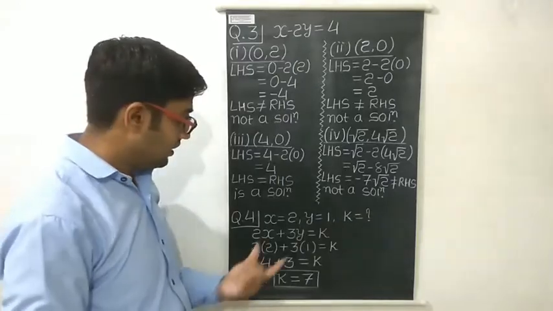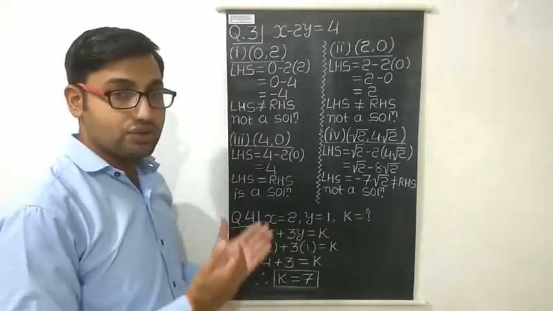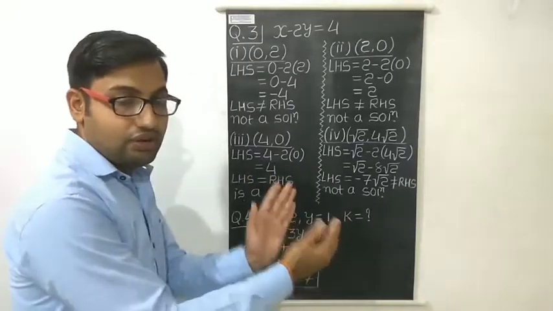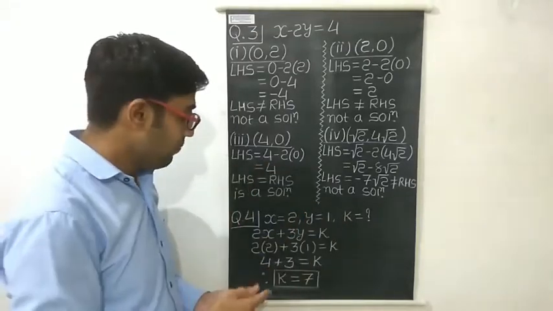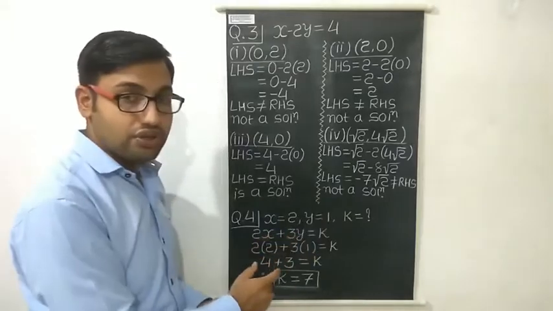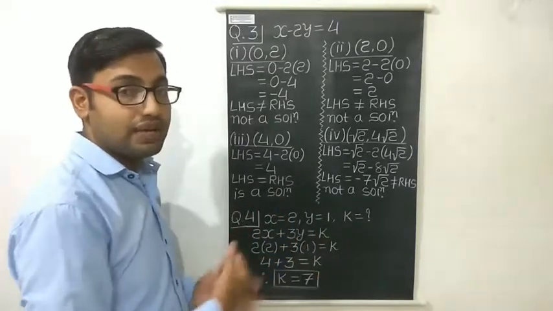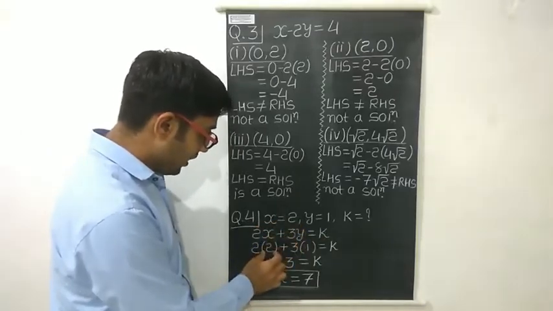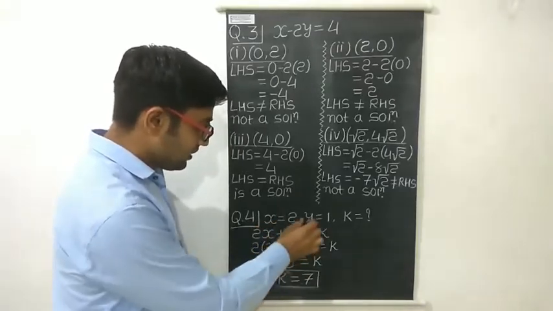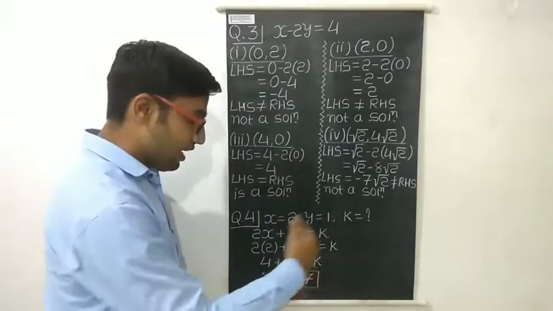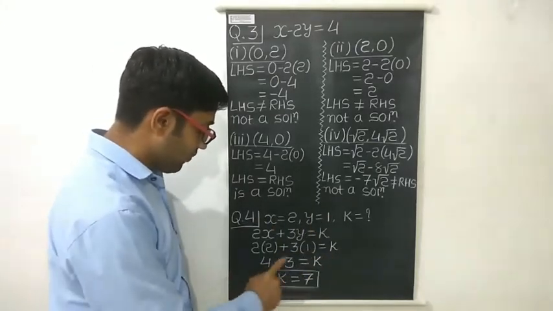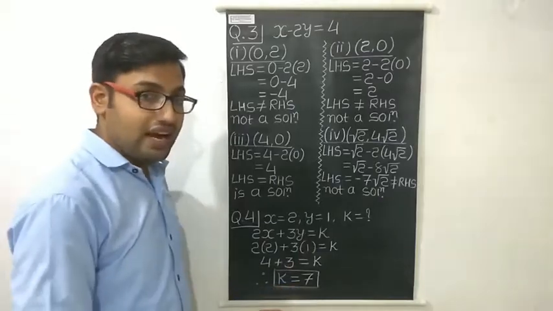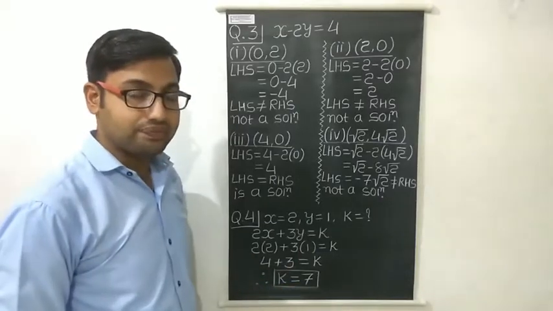Now we know that if this x and y are the solution of this linear equation, the left hand side value and right hand side value will become equal. By putting this value in this equation, both the sides will be equal. So let us put 2 as it is, instead of x we have to put 2. 3 as it is, instead of y we have to put 1. Right hand side, that is k. 2 2s are 4, 3 1s are 3. 4 plus 3 is equals to 7, and that will be the value of k.